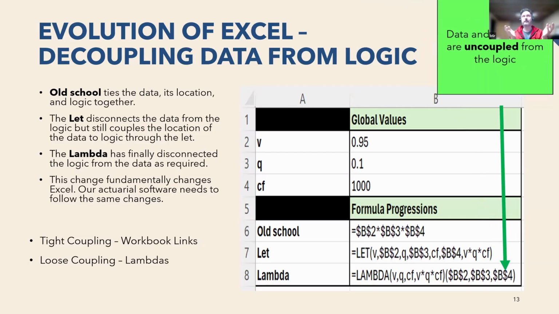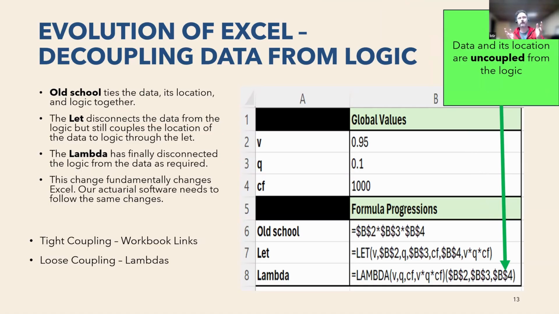The last thing is, they introduced the LAMBDA. Now the world is right again, because now my data is completely decoupled from my logic, and I can put my data in from anywhere into my function and get the same result. That's what I want. And by the way, as we're talking about links, and in the previous conversation, tight coupling is workbook links. If you can avoid those things, that is what makes actual processes extremely literal. And loose coupling is using lambdas, the greatest invention. They're awesome.